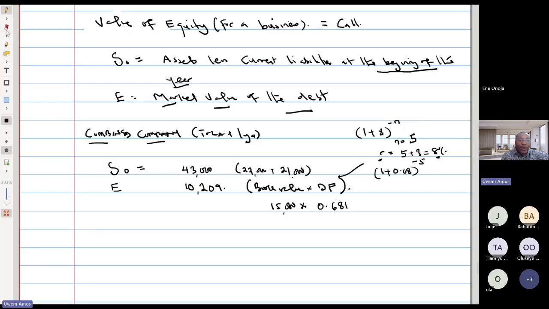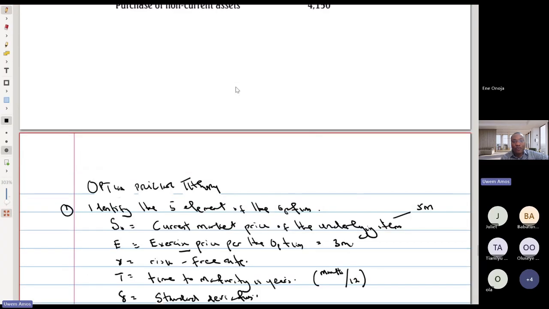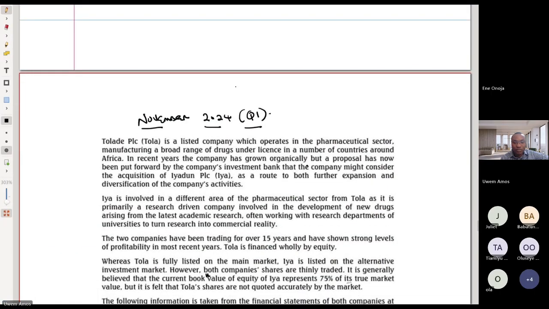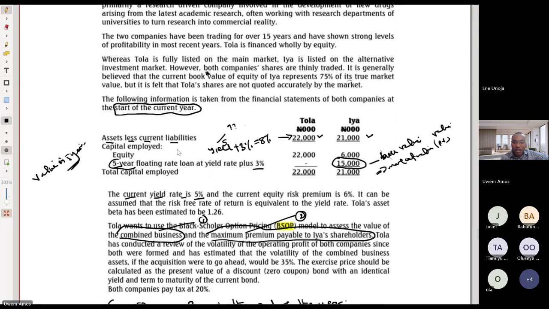All right, guys. So we already have our SO and our E. The other ones are pretty straightforward, and they are the risk-free rate, the time to maturity, and the standard deviation. We can always pick those pretty straightforwardly from our question. So let's go back to our question quickly and pick those up. So our risk-free rate from the question is given to us pretty straightforwardly here.